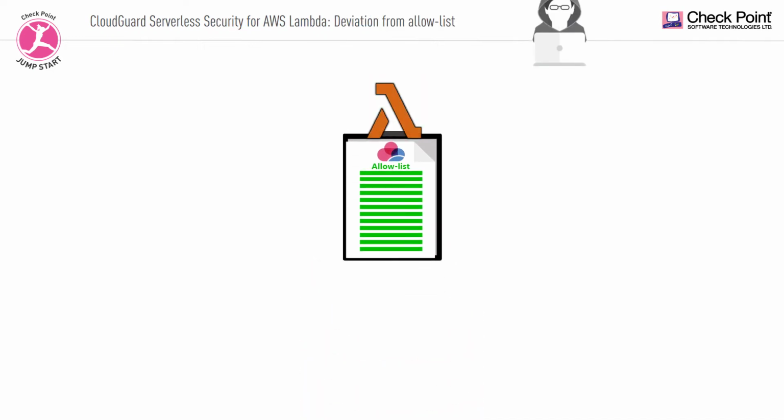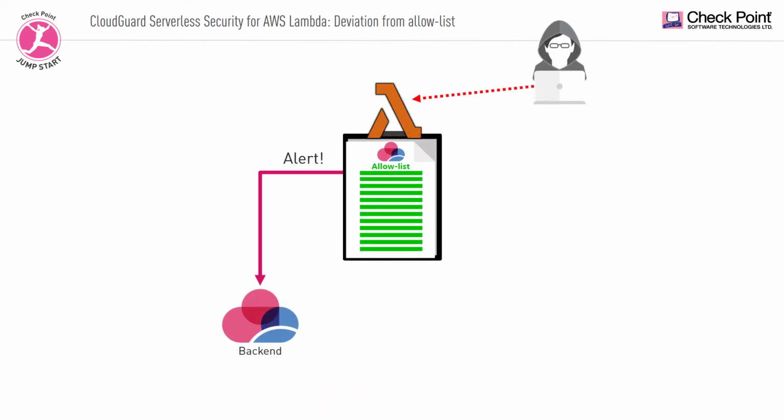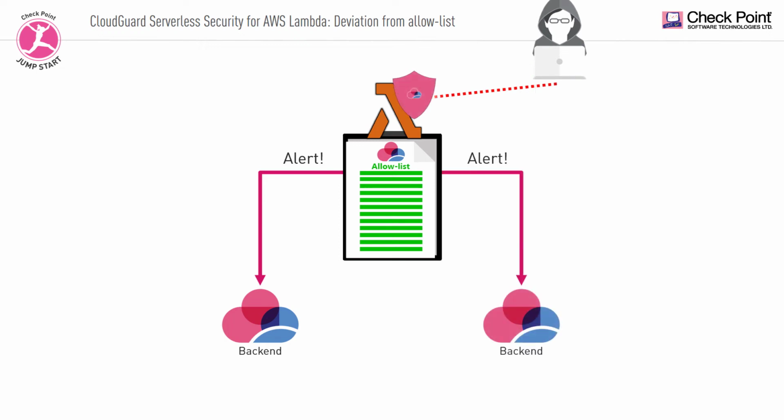Enforcing the allow list can either generate alerts in case of a deviation from the allow list, or conversely, proactively and automatically block any function invocations in runtime that deviate from the allow list while reporting it to CloudGuard's backend.